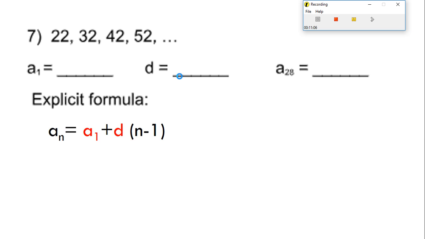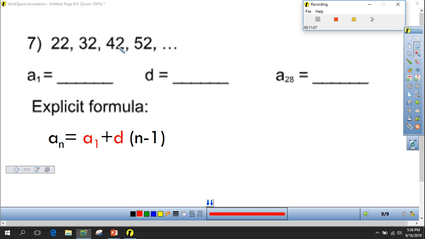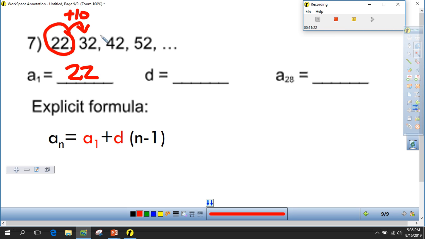Lastly, I want to look at a problem like this. It's giving you the sequence. So you have to find the first term. Well, a sub 1 just means first term. Boom, right here, 22. D is my common difference. How do I get from 22 to 32? Plus 10. 32 to 42, plus 10. 42 plus 10 is 52. So that means my common difference is a 10. Since I'm adding it, I'm just going to keep that 10 as a positive 10.